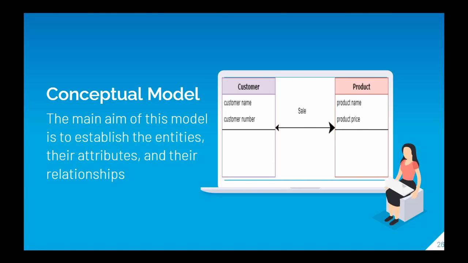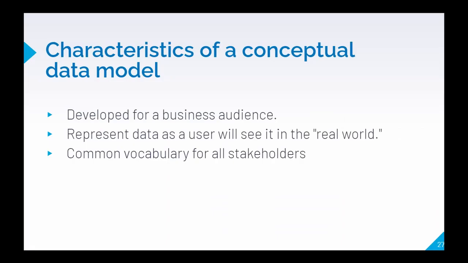Conceptual model. You can see here we have the example of our conceptual model. You have the entity of customer, and then you have the entity of product. And of course the attributes, those are the ones you can see: customer name, customer number, product name, and product price. So the primary aim of this model is to establish the entities and their attributes and their relationships.